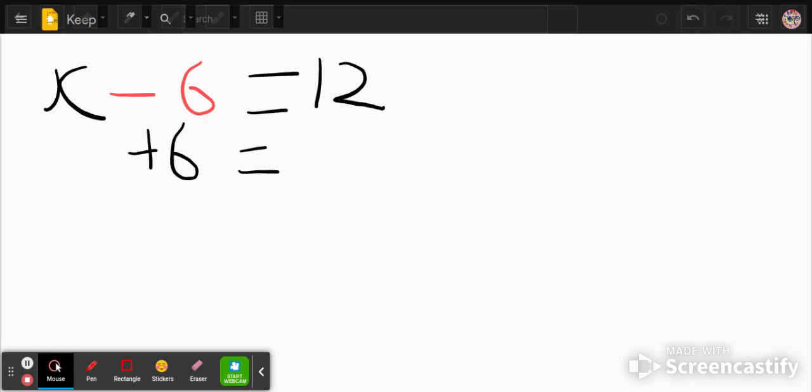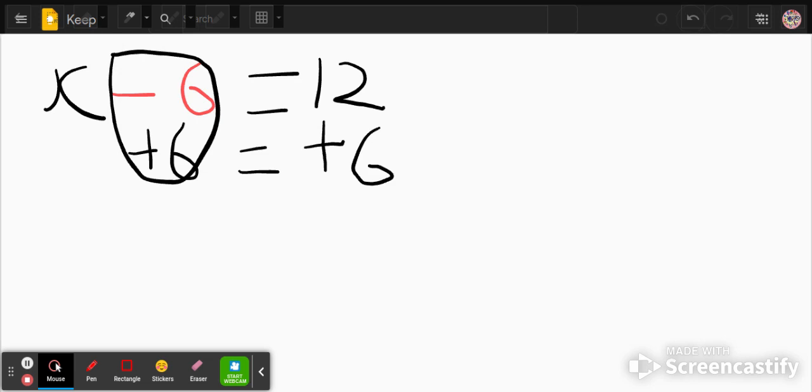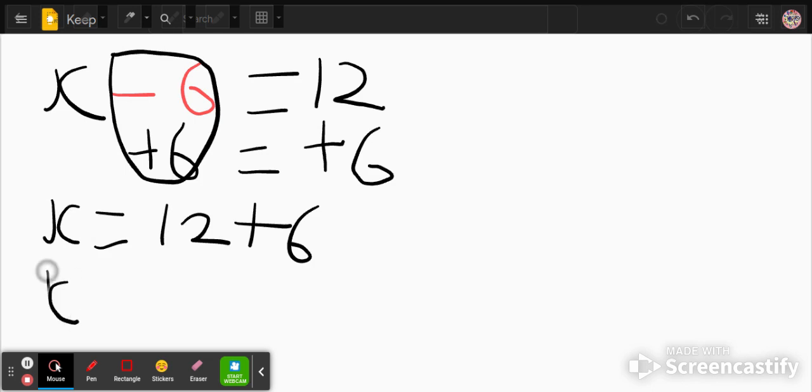So if you add 6 on the left hand side, you also have to add 6 on the right hand side, right? So the negative 6 and the positive 6 will cancel each other. So therefore, we're left with x is equal to 12 plus 6, and therefore x is equal to 18. So 18 minus 6 definitely would leave us with 12.